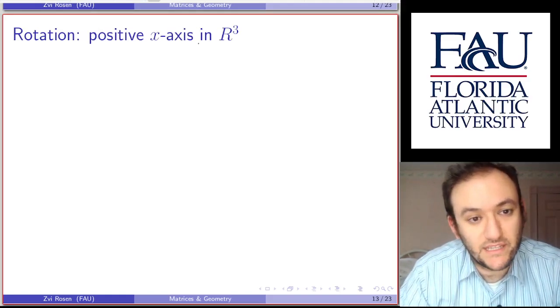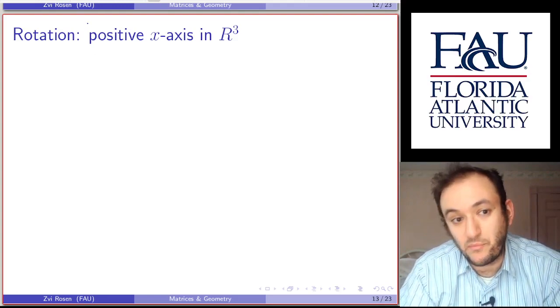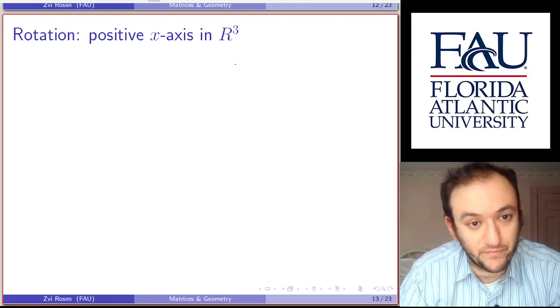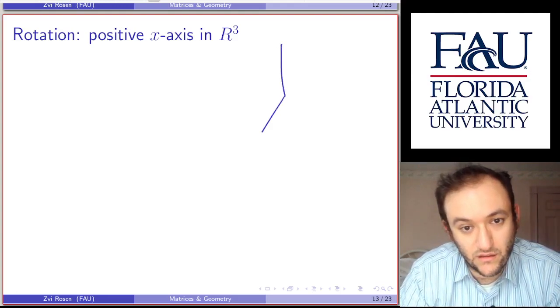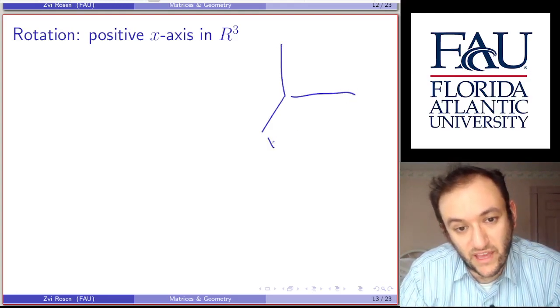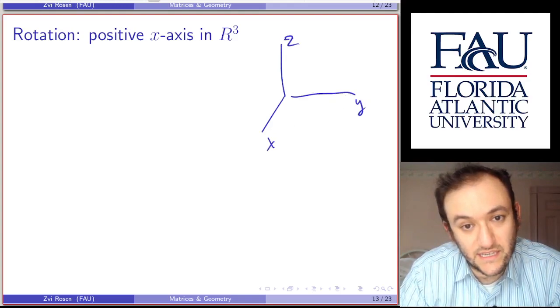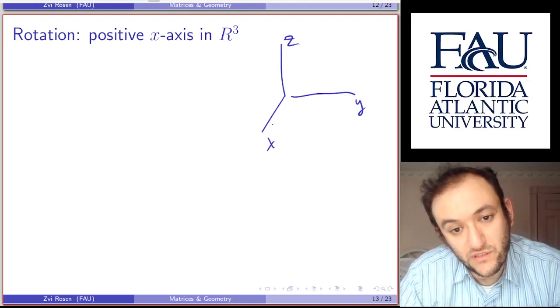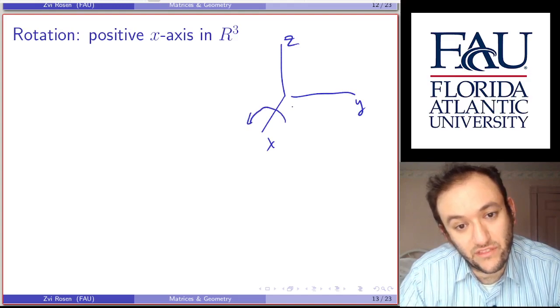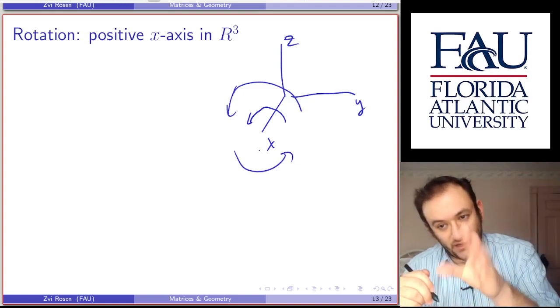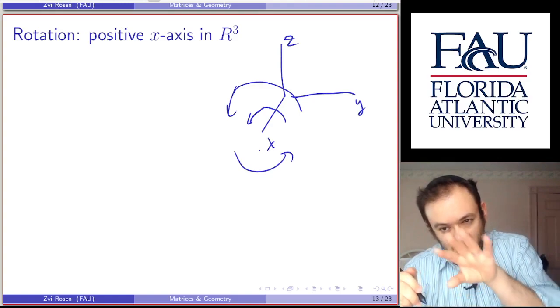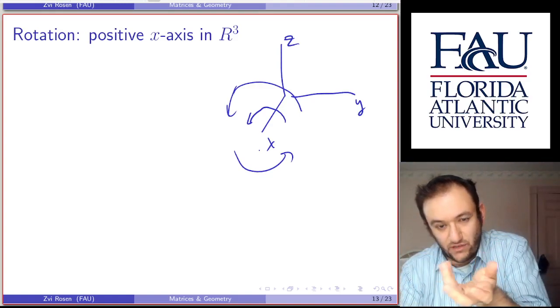So let's look at rotating around the positive x-axis in R3. What does that look like? Well, if this is my x and this is my y and this is my z, what we'll be doing is making everything circle this axis. The x is staying the same, but everything else is shifting around it.